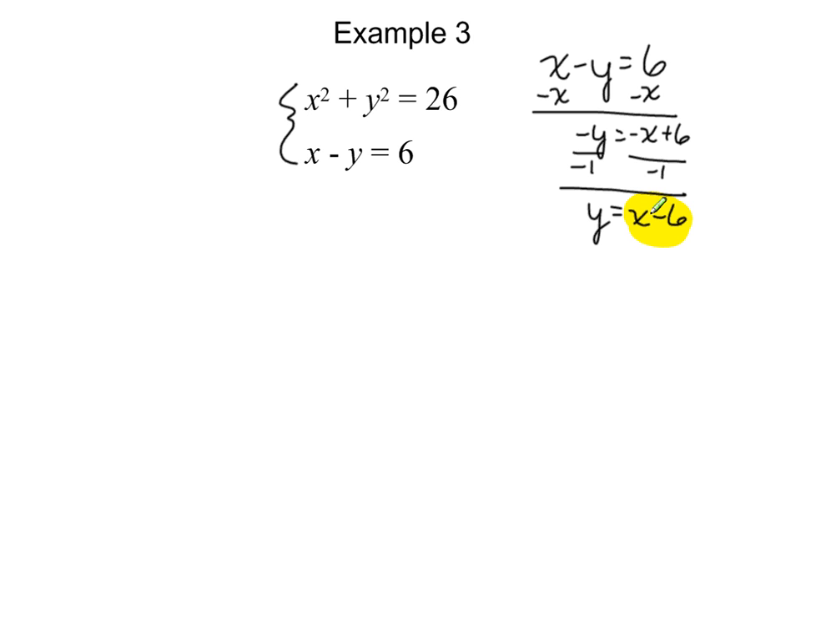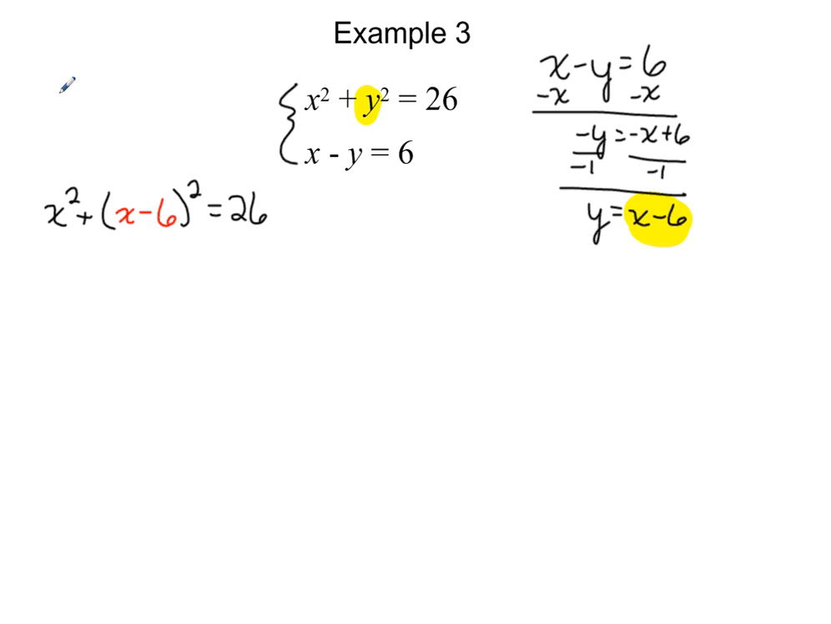I take that value, plug it in where I see the y. Alright, I'm going to do this over here. So we got x squared plus, and where the y was, I plug in x minus 6. And that whole thing is squared. That's going to equal 26.